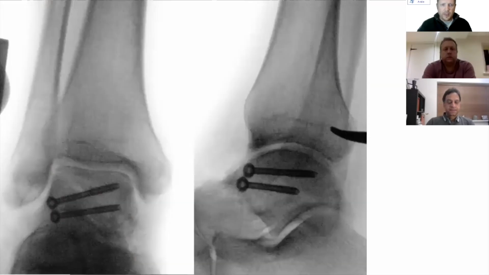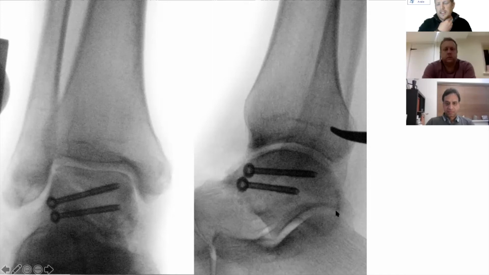So then it was an easy fixation. He did have a posteromedial fragment which wasn't fixed at the time. That has actually healed up, but I do find that you obviously can't get to this posteromedial side, and that does negate a separate incision.